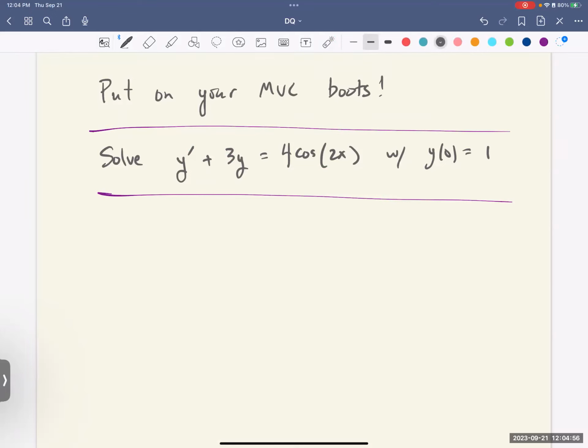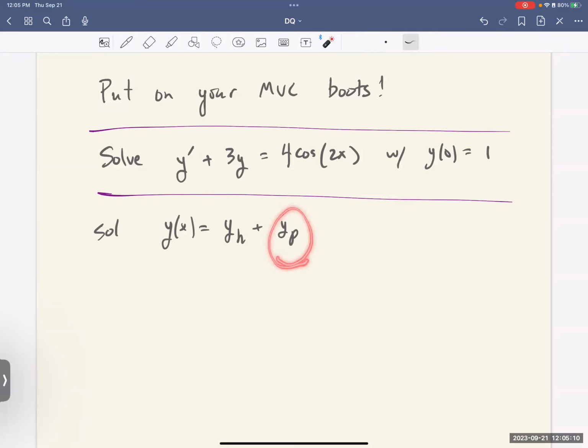Now, for a MUC solution, we know that our solution all the time will be y of x, and it'll be y sub h plus y sub p, where the y sub p will be a particular solution based on the form of the right-hand side. Y sub h is the homogeneous solution corresponding to the associated homogeneous equation, where you take the full left side and set it equal to 0 over here. Once you have those two terms, the y sub h, the y sub p, you put them here, add them up, there's your solution. So let's do that.